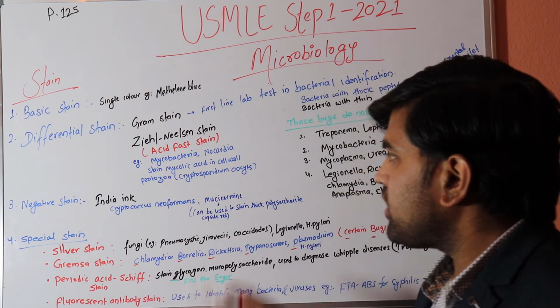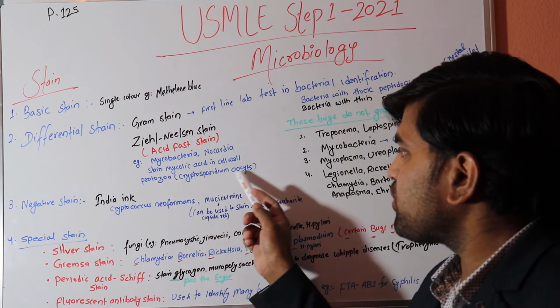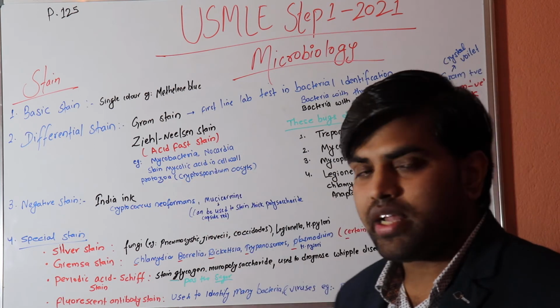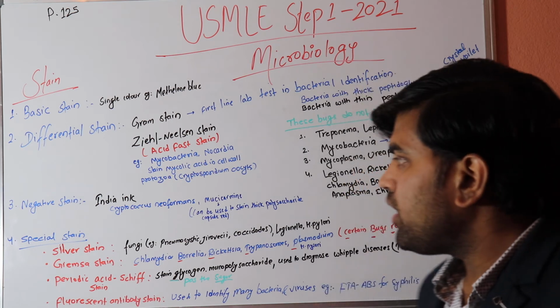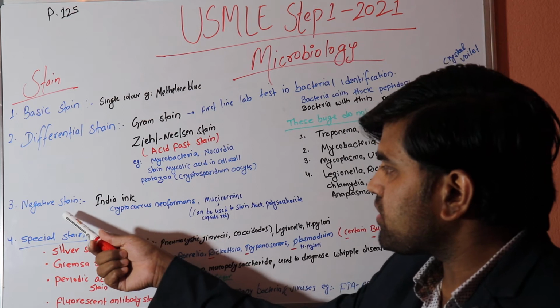That you have to understand. There are certain other protozoic structures, like the Cryptosporidium oocyst, that will also stain positive with the Ziehl-Neelsen stain. That will also be pink in color. Okay. Now coming to the India ink, we have already discussed the India ink.